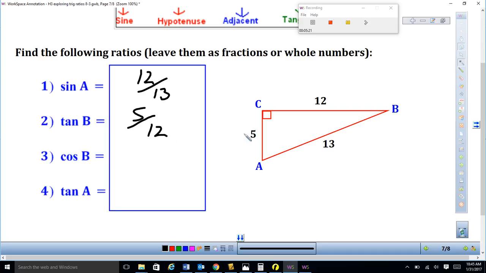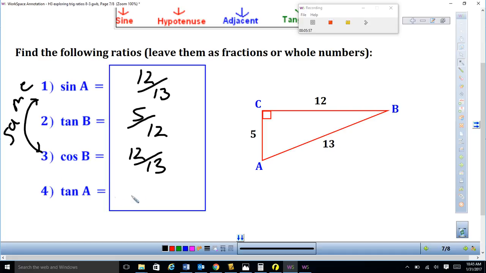Cosine of B. So we're looking at adjacent over hypotenuse. So my adjacent to B is 12, and my hypotenuse is 13. Notice the sine of A and cosine of B are the same. My sine of A and my cosine of B are the same.